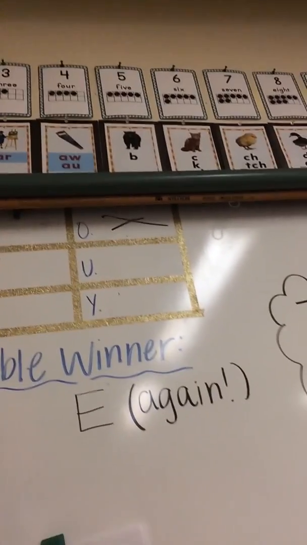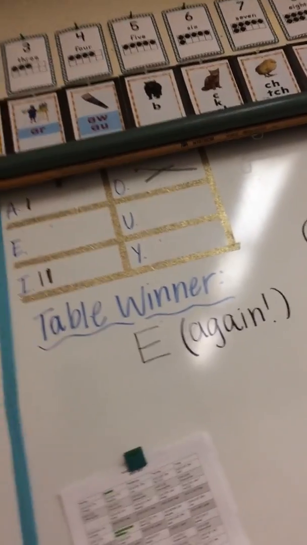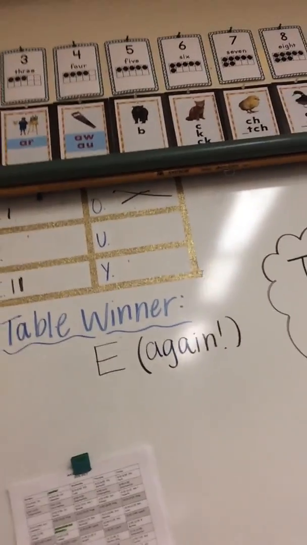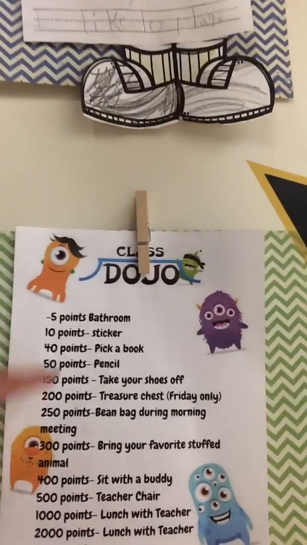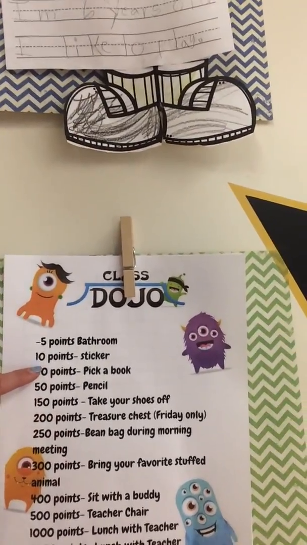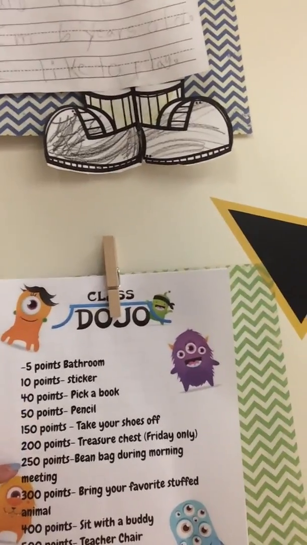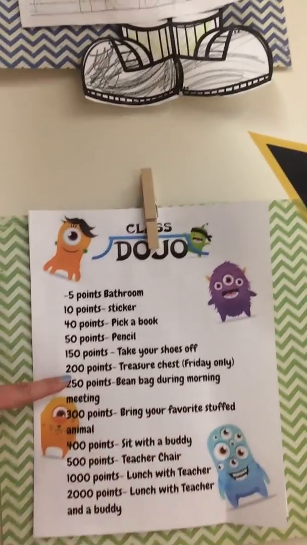So if they win 1 more week in a row, then they get to go to the treasure box, which leads me to our next incentive. So kids with Class Dojo points can earn a certain number of points, and once they've earned those certain number of points, they can earn rewards. So at 10 points, they get a sticker, and it takes a whole 200 points to go to the treasure box. So if that table group wins, then they don't have to get 150 more points, because most of the kids only have 50 points right now.